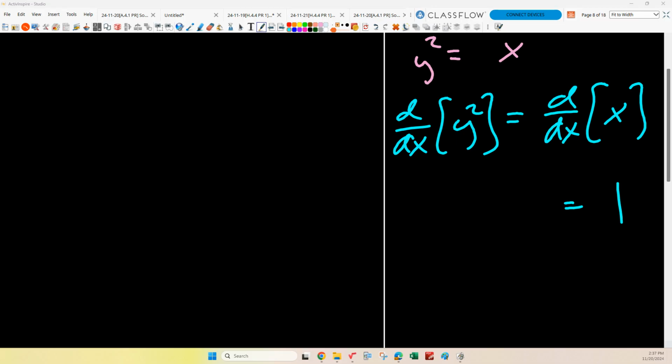I get 2y for my first layer, right? Okay, what's the derivative of what's inside that? What's the derivative of y with respect to x? dy/dx, which we're just going to call y prime to make it a shortcut. Aren't we trying to find y prime? That's our goal, is to find dy/dx, right? Isolate y prime. What's the one algebra step to isolate y prime? Oh, okay.